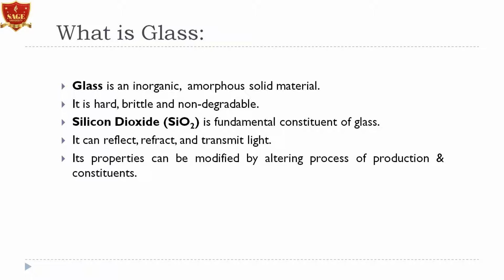The major component of glass is silicon dioxide, and that makes it reflective, refractive, and transmittive in nature. The major property of glass is that it can be modified by altering process of production and constitution. Due to this very reason, there are various types of glass that are being found in the nature today. Let's see what they are.